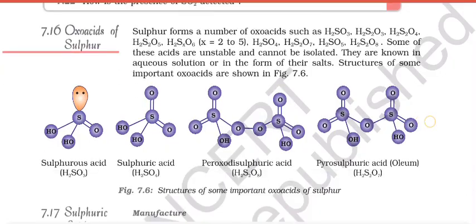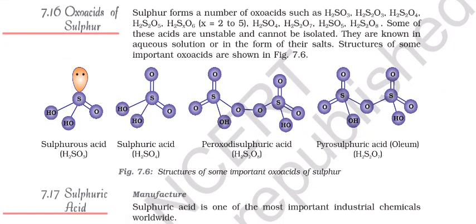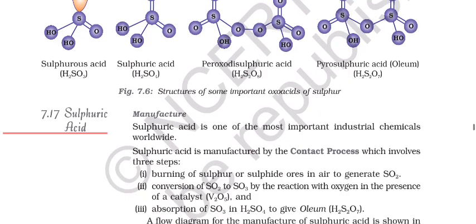Oxo acids of sulfur. Sulfur forms a number of oxo acids such as H2SO3, H2S2O3, H2S2O4, H2S2O5, H2SxO6, H2SO4, H2S2O7, H2SO5, H2S2O8. Some of these acids are unstable and cannot be isolated. These are known in aqueous solution or in the form of their salts. Structures of some important oxo acids are shown in figure 7.6.